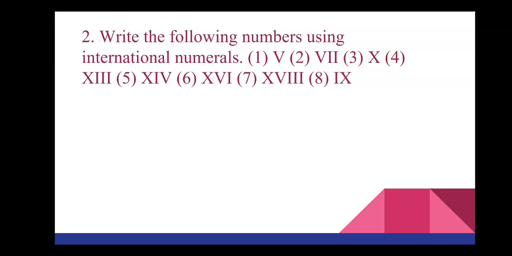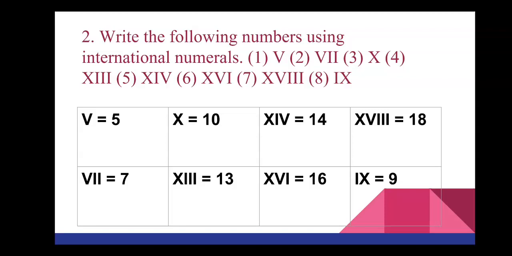Second question, write the following numbers using international numerals. That means here you need to convert the Roman numerals into international ones. Answer. V stands for 5, VII stands for 7, X stands for 10, XIII stands for 13, XIV stands for 14, XVI stands for 16, XVIII stands for 18, IX stands for 9.